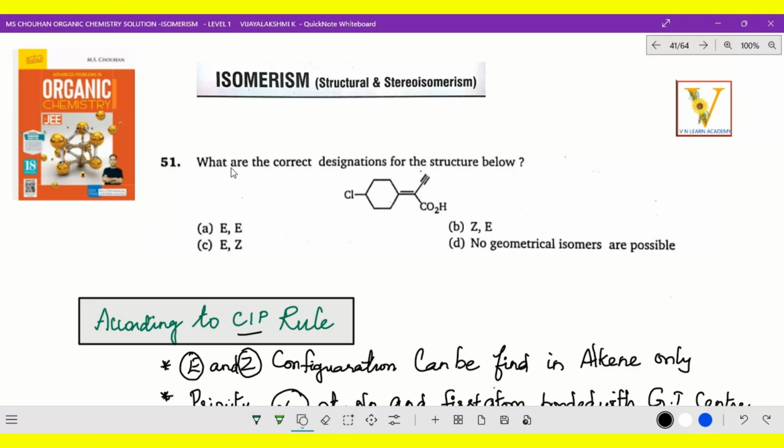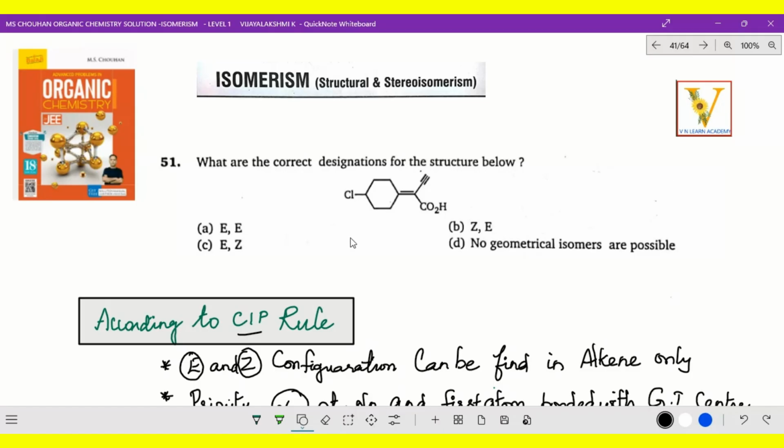The first question asks what the correct designation is for the structure given below. They have given that structure. The options are EE, ZE, EZ, and no geometrical isomers are possible. See, in this question, we have to find out the E and Z configuration. The same idea, I'm just bringing it back to you.